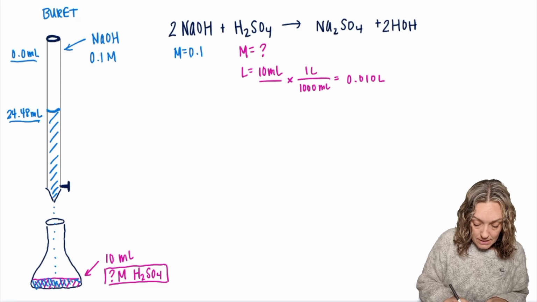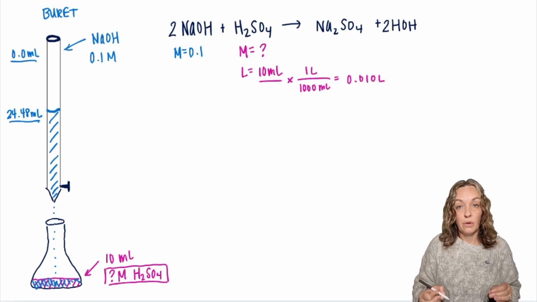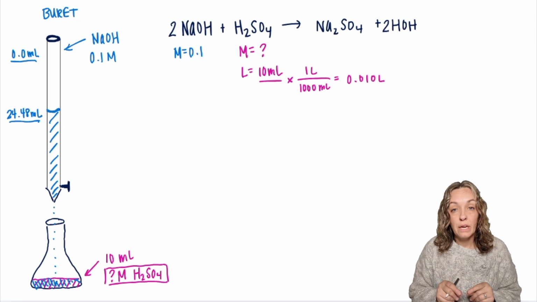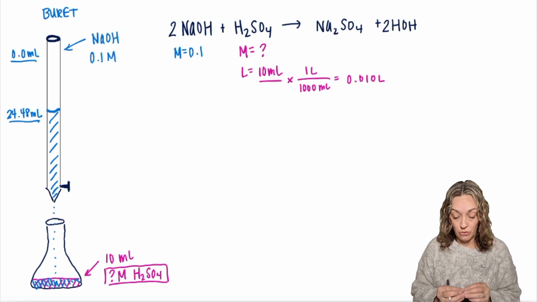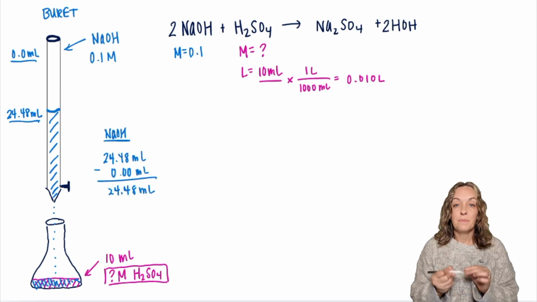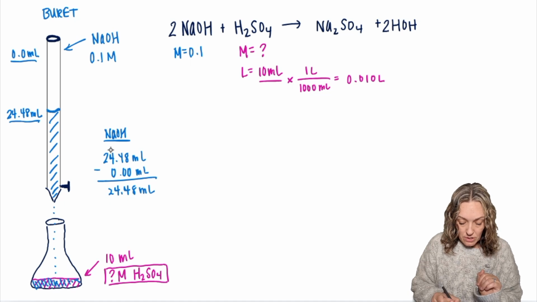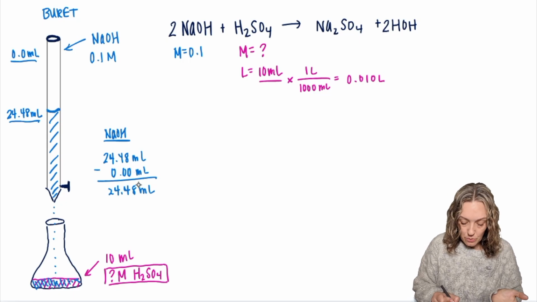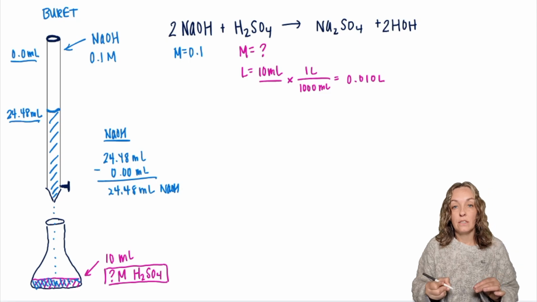I know that my burette started at 0 milliliters, and when the color change happened, it ended at 24.48 milliliters. I really don't care where it started or where it ended. What I do care about is how much I had to add in order to reach that neutralization point. In this case, because we started exactly at 0 on our burette, it's easy to read. We just take 24.48 minus the 0.0, which obviously gives us 24.48 milliliters of NaOH used to hit the neutralization point.